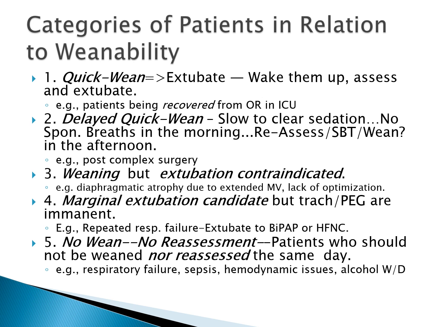Weaning, but extubation contraindicated, so diaphragmatic atrophy due to extended MV or mechanical ventilation and lack of optimization. Marginal extubation candidate, but they're headed towards a trach and a PEG, which are imminent. So those patients, wean them conservatively, maybe over a couple of days, and then when they're extubated, extubate them to an adjunctive device, such as non-invasive positive pressure or high flow nasal cannula.